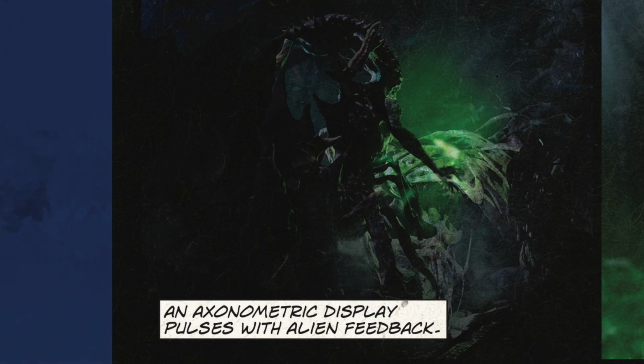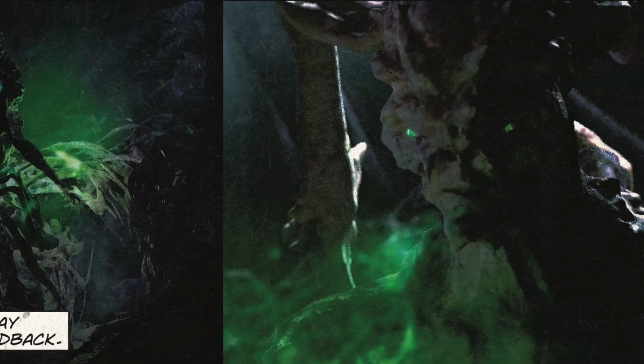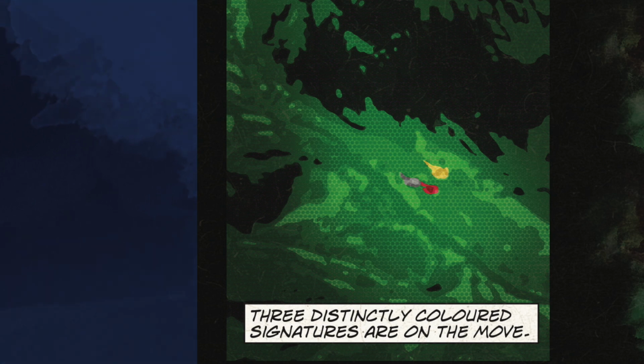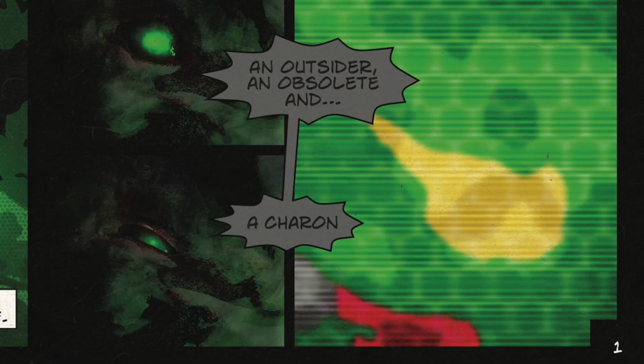An axonometric display pulses with alien feedback. She's monitoring something. 3 distinctly coloured signatures are on the move. An outsider, an obsolete, and a Charon. But she's actually seeing Toby-san, Stanley, and Nunanu down there in Edgeport.